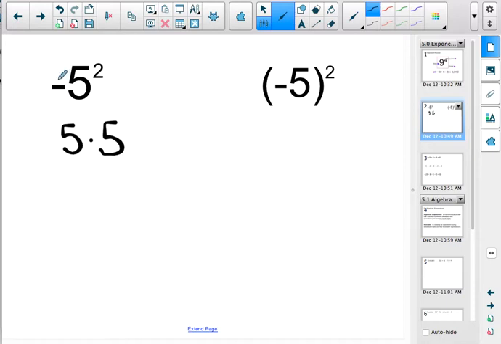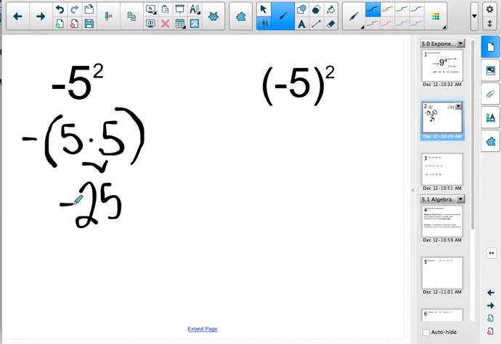However, the fact that there's a negative sign here tells us that after we square the 5, we have to make our answer negative. So to write this problem out, we do 5 times 5, and we make our answer negative. 5 times 5 is 25. So our final answer for the first expression is negative 25.